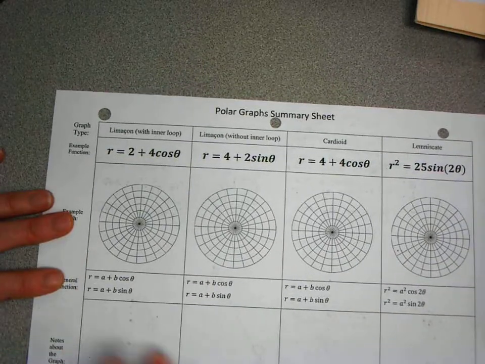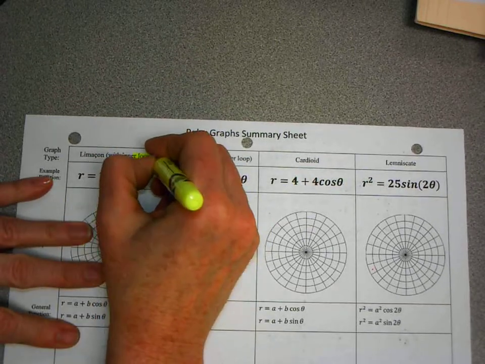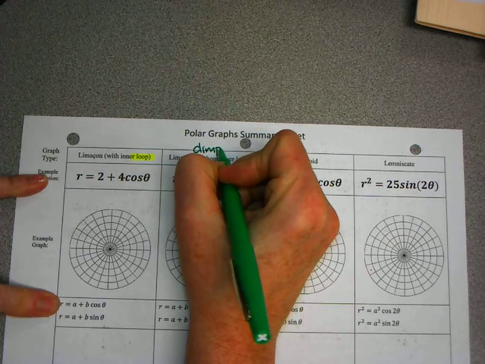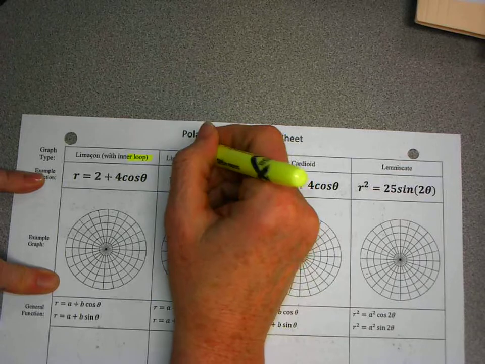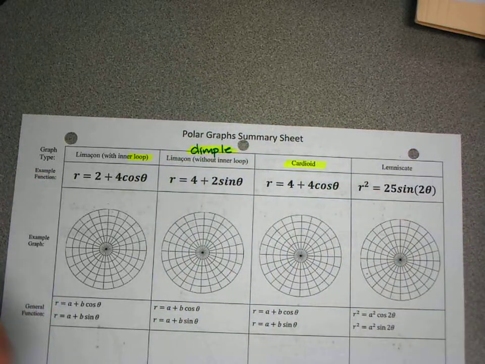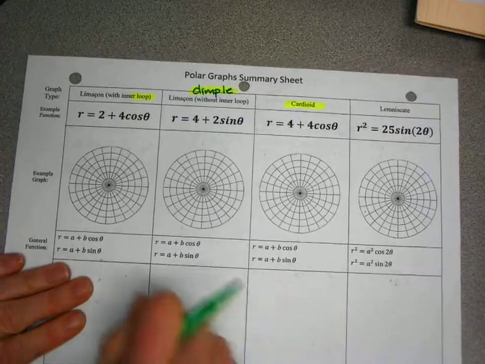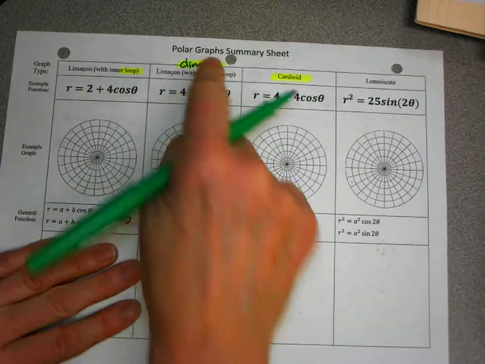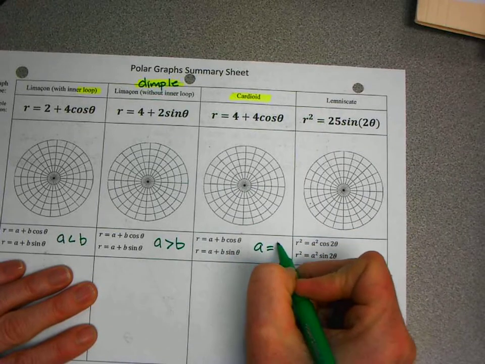So we have a loop we're calling a dimple, a limaçon dimple, and then we have a limaçon cardioid. And we remember that all of these shapes have to do with the relationship between A and B. Let's just list the relationships down here. If we have a loop, A is going to be less than B. If we have a dimple, A will be greater than B. And a cardioid is A equals B.